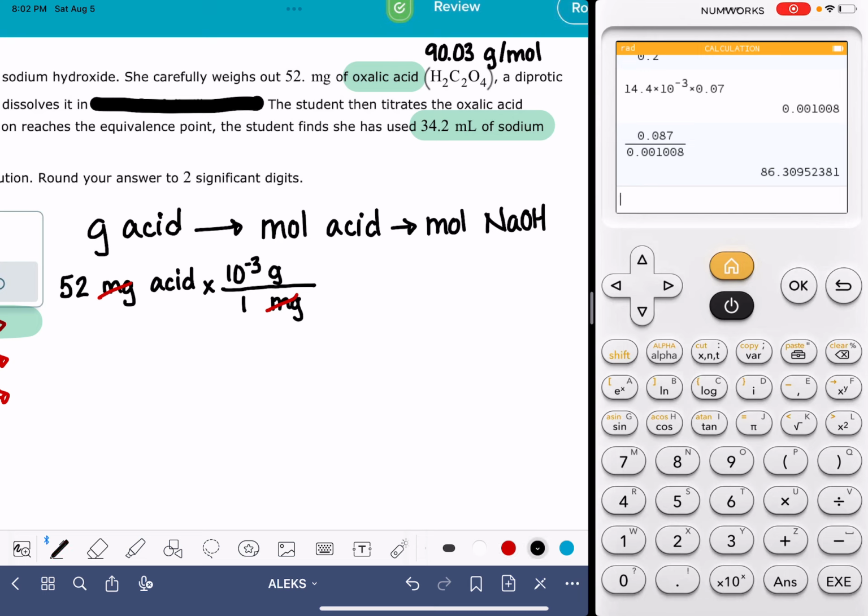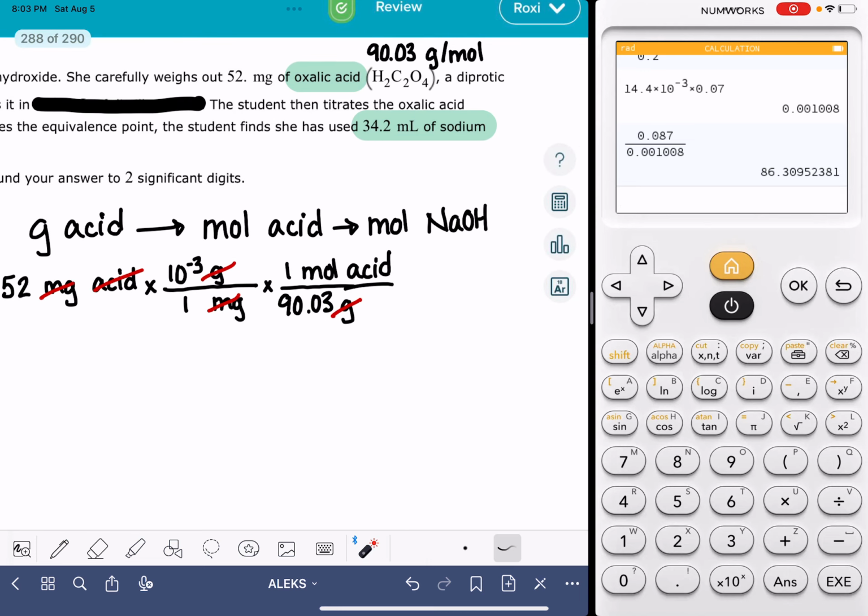Now you're going to need to know the molecular weight of the acid. I went ahead and looked that up ahead of time, and the molecular weight for the oxalic acid is 90.03 grams per mole. I want the gram unit down on the bottom of this conversion factor so that it cancels out. And so I'm going to do 90.03 grams of the acid per mole. And that's going to cancel those units.